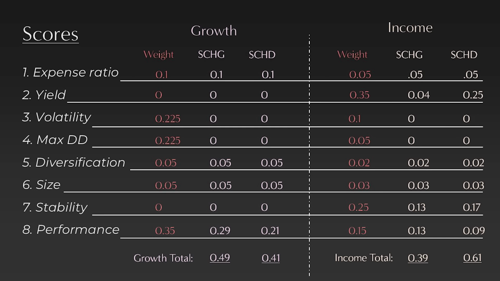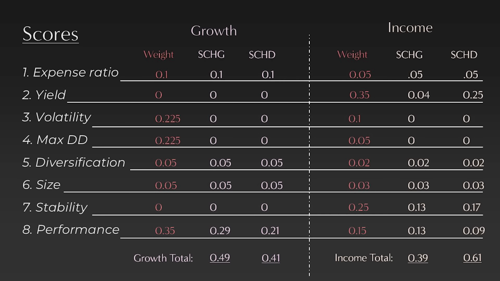So we take all the raw scores, we take the weights, we throw them together, and we get a number. Like I said, we have a growth number and we have an income number. So of course, if you're a growth investor, this is going to show you that SCHG has a better rank than SCHD does. But then if you're an income investor, it actually flips. SCHD ends up having a better score than SCHG.